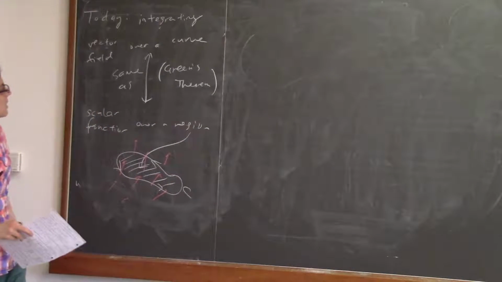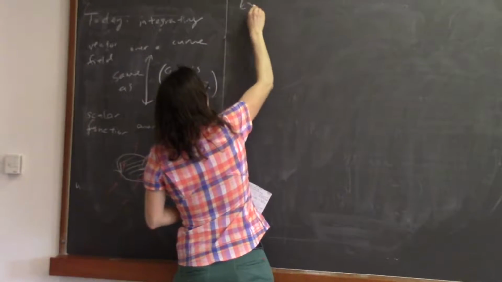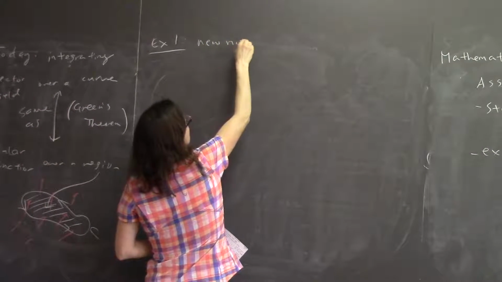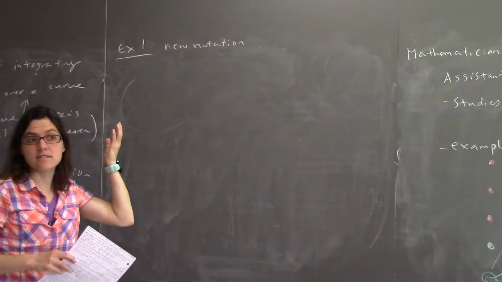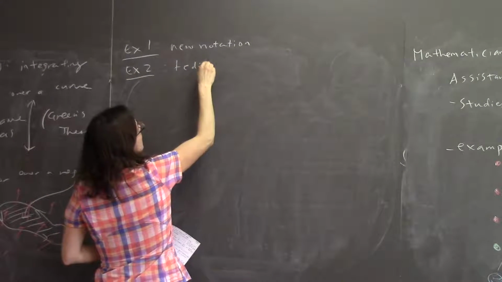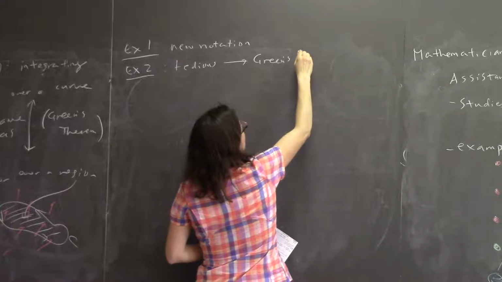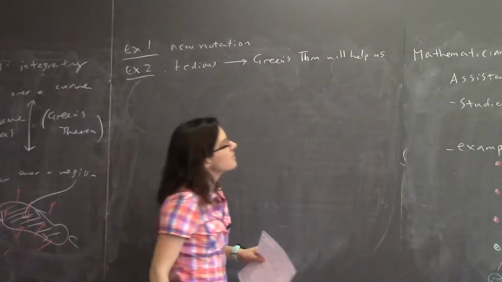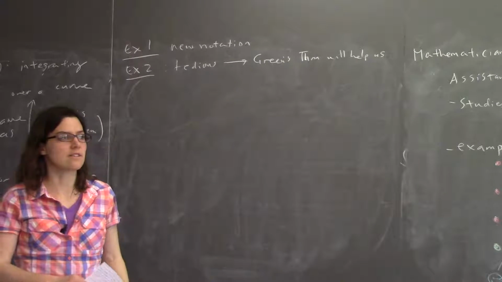Before we do that, we'll do a couple of examples of integrating over vector fields. So the plan is, in the first example, the point will be understanding new notation for integrating vector fields. There's a new notation that is more convenient in some contexts. And then the second example will be tedious to compute, and then Green's theorem will help us. So we'll do it directly first, and then we'll bring in Green's theorem and show that it's much easier to do with Green's theorem. So that's the goal.